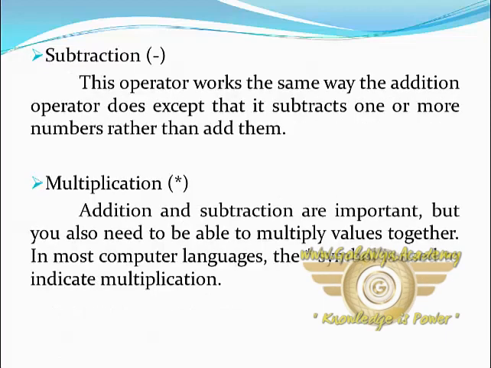Subtraction. This operator works the same way the addition operator does, except that it subtracts one or more numbers rather than adding them. Multiplication. Addition and subtraction are important, but you also need to be able to multiply values together. In most computer languages, the star symbol is used to indicate multiplication.